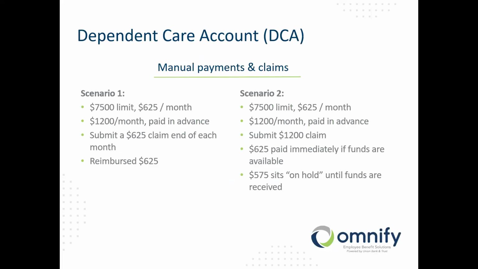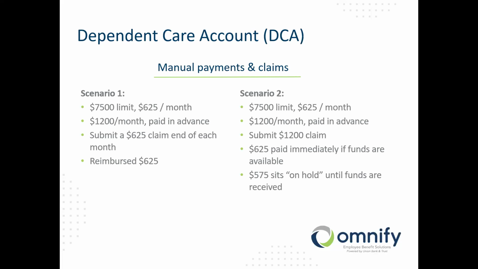And one of the most common questions that we get is, what do I do if my daycare costs are more than what my DCA has? So we're going to walk through a couple of simple ways to handle it. Option one is going to be submit as you go. So let's say that you elect the full $7,500 for the year. That usually breaks down to about $625 per month, depending on your pay schedule, but maybe your childcare costs are closer to $1,200 per month. So, this is a simple way that you're able to handle that.